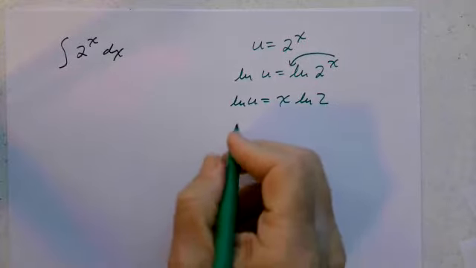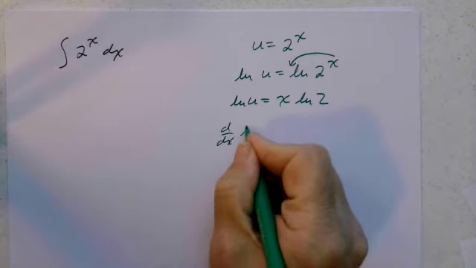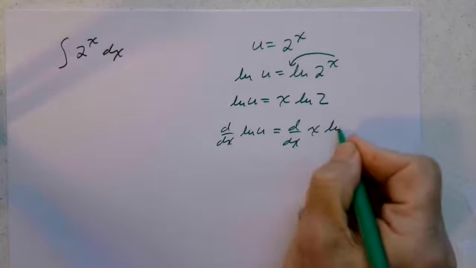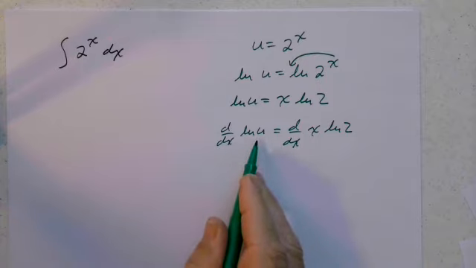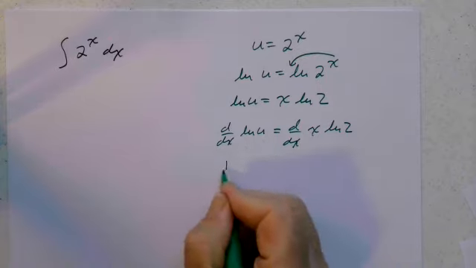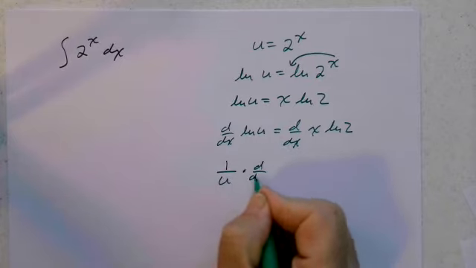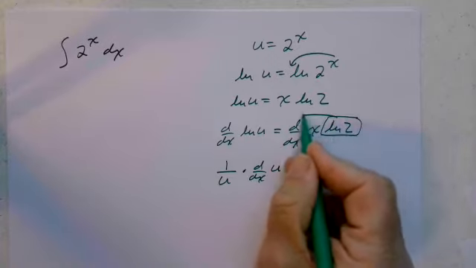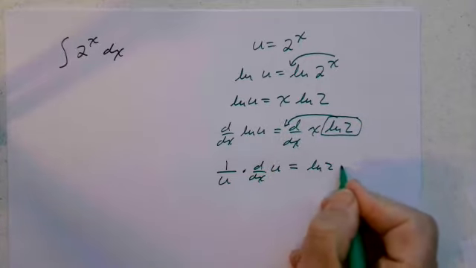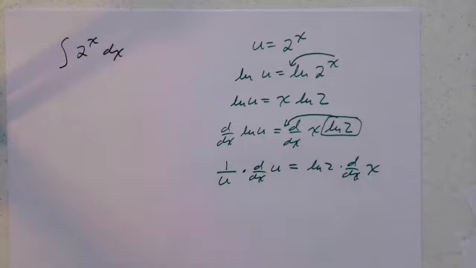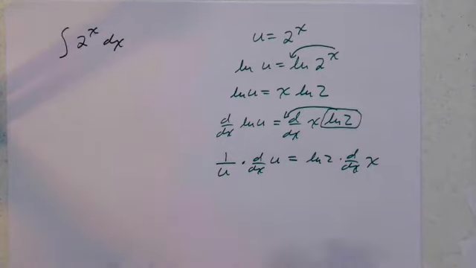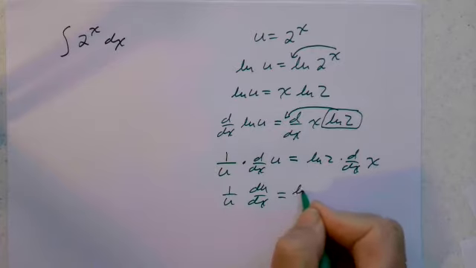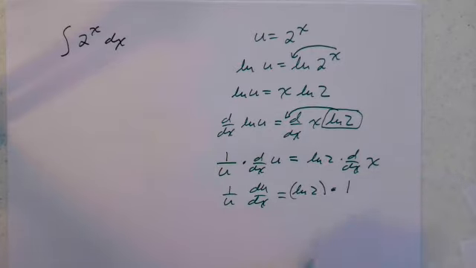At this point, I'm going to take the derivative with respect to x of both sides. The derivative with respect to x of natural log u is the derivative with respect to x of x times the natural log of 2. Now, the derivative of the log of something is 1 over the something times the derivative of the something. 1 over u times the derivative with respect to x of u. Over on this side, recognize that natural log 2 was a constant and it can come out in front. So we get natural log 2 times the derivative with respect to x of x. What do we have now? We have 1 over u du dx equals natural log 2 times 1.